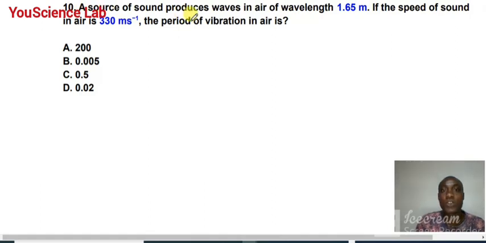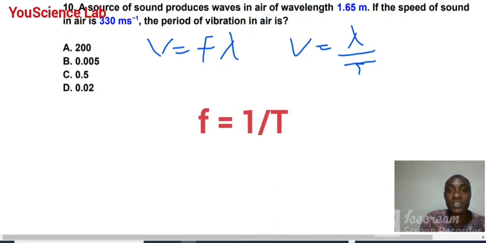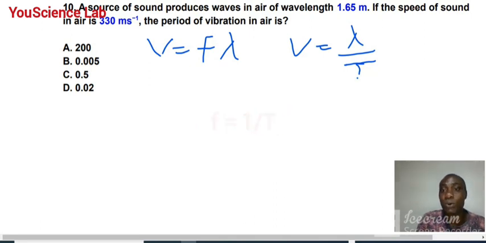Okay, 10. A source of sound produces wave in air of wavelength 1.65 meters. If the speed of sound in air is 330 meters per second, the period of vibration in air is, okay, we know that V is equal to F lambda. Also, V is equal to lambda divided by period T. Why? Because we know that F is 1 over what? T. So we can use either this or this. Here we are asked to look for the period T. So from here, the period T is equal to lambda divided by V.